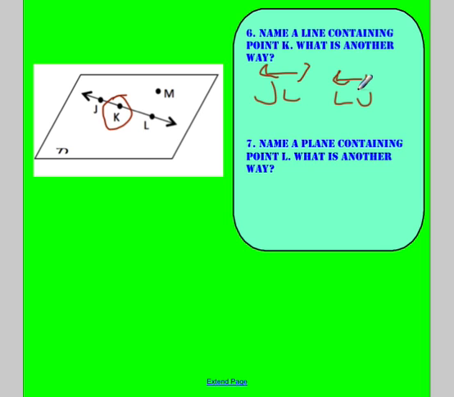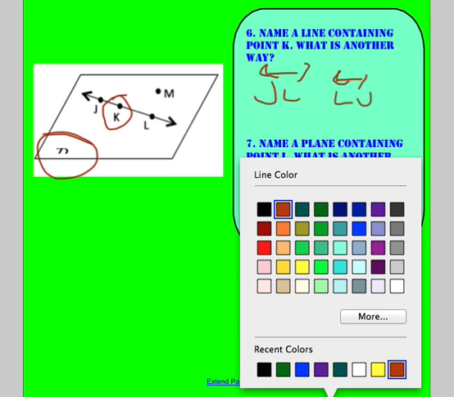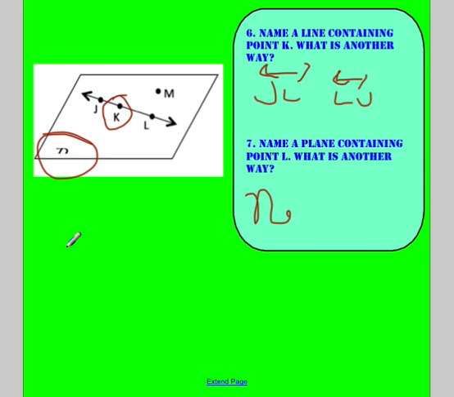Name a plane containing the point L. What is another way? Remember, you can always name the plane by this capital script letter. So we can name it L. You can also name the plane by the points that are on the line. So we can name it JKL. We can name it KJL, or LKJ. We could also name it MJL. They don't even have to be on the same line. Any point that's on the plane, you can use to represent that specific plane.